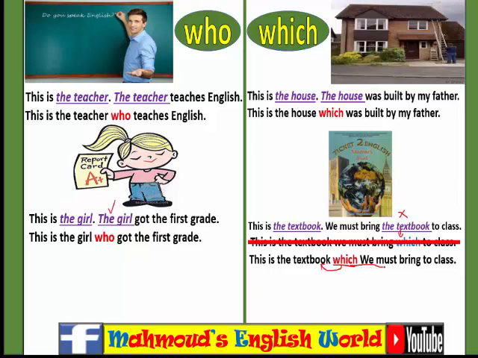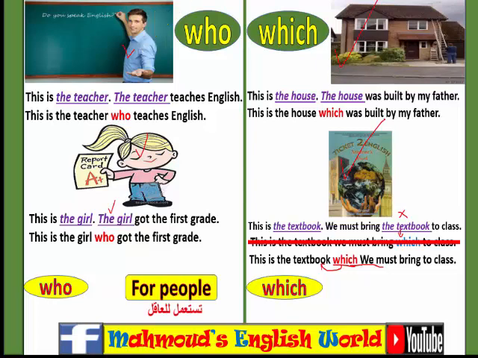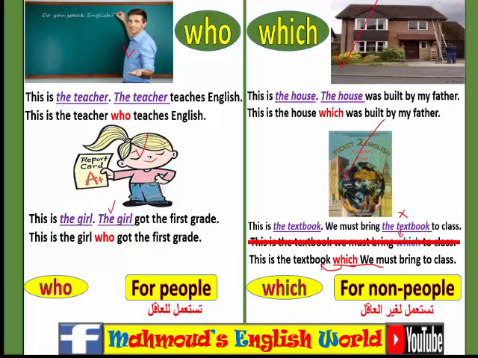Now let's get the rules from these examples here. We have here who and which. What is the difference? What do you see here? We have a person, and here we have a person. Here, do we have a person? House? No. Textbook, is it a person? No. So who, we use it when we talk about people, right? And which, we use it when we talk about non-people. So non-people includes things, objects, and animals too, right?